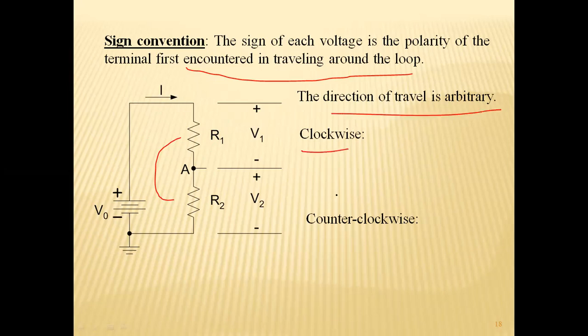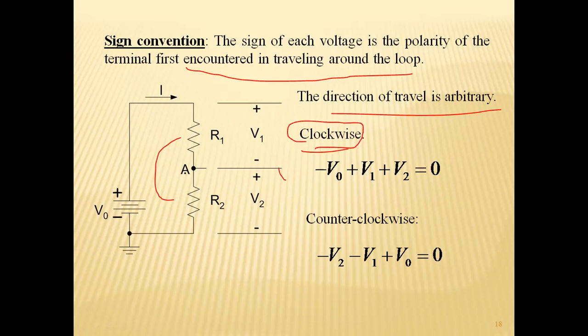So here we have taken two directions. One is the clockwise direction. Clockwise is this direction, and this is anti-clockwise. For the clockwise direction: minus V0 plus V1 plus V2 equal to 0.